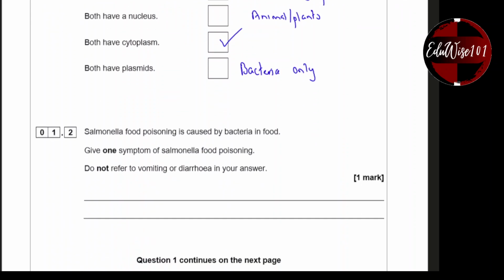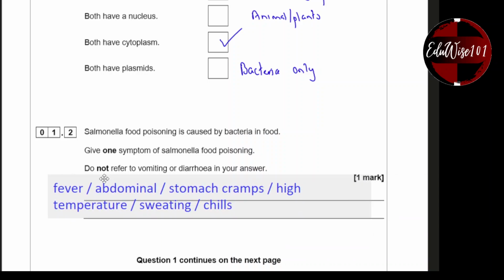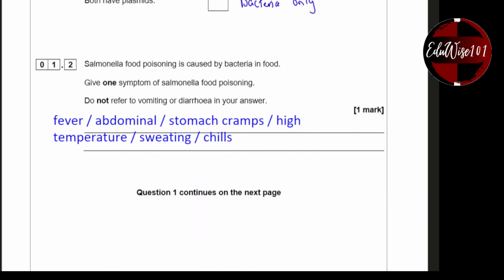Question 1.2. Salmonella food poisoning is caused by bacteria in food. Give one symptom of salmonella food poisoning. Do not refer to vomiting or diarrhea in your answer. So there are several symptoms of food poisoning. These include fever, abdominal or stomach cramps, high temperature, sweating, and chills. Any one of these would give you that 1 mark.